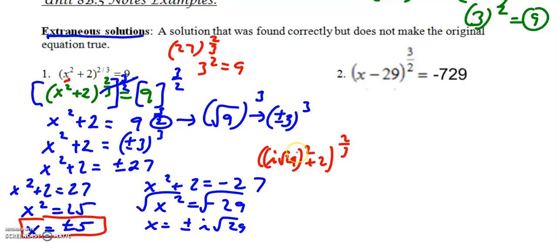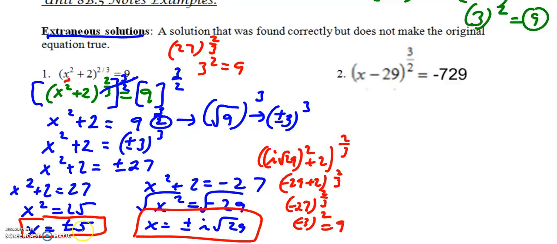Now remember, when you square i, that's really negative 1. And when you square root 29, that's really 29. So this becomes negative 29 plus 2, raised to the 2/3. Negative 27 to the 2/3. Well, the cube root of negative 27 is negative 3. And then when you square negative 3, you get 9. So both the imaginary answers and the real answers check.